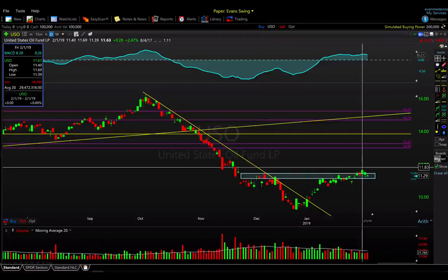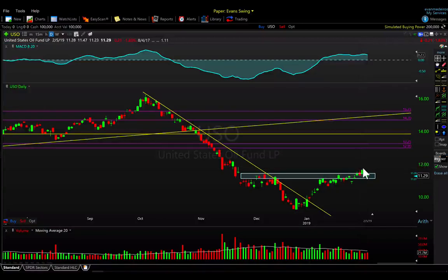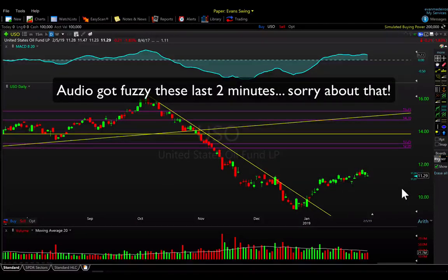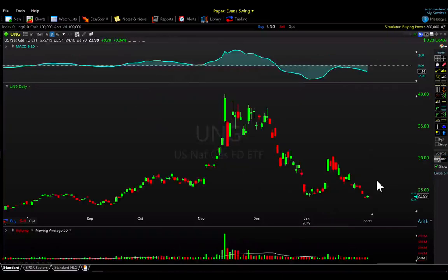USO tried to break out early or late last week on Friday. Was starting to break out from this pattern here, and you can see it kind of just rolled back over and is kind of comfortably moving sideways here. It seems content to trade around this 11.25 level. So USO still waiting to see what happens here. Still mostly sideways with a gradual tilt to the upside, but really nothing else has changed.